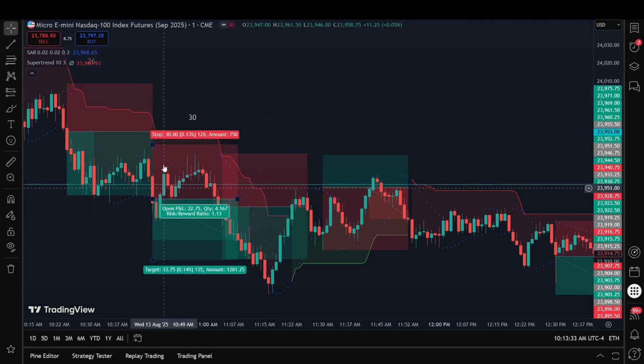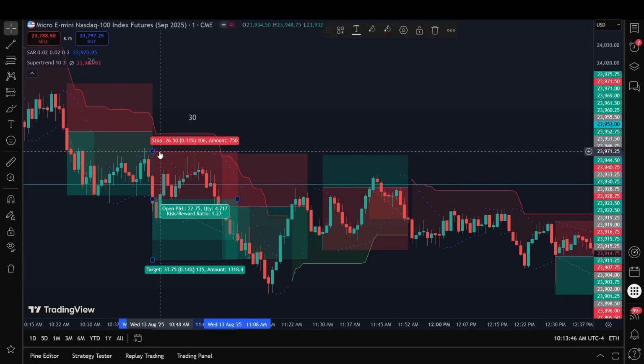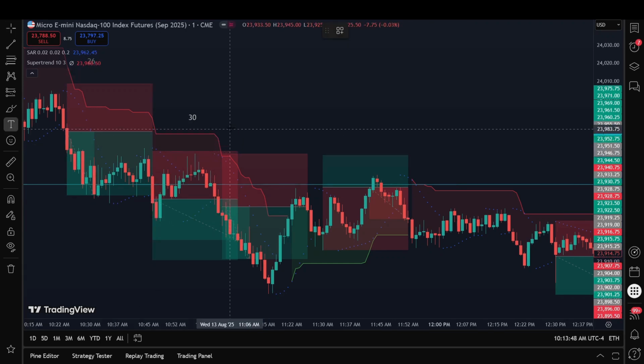Here's another ABC. 1, 2, 3. A lot of nice ABCs here in conjunction with these indicators. Here's the entry here below this candle. Stop goes right there, and it's another 26 points.